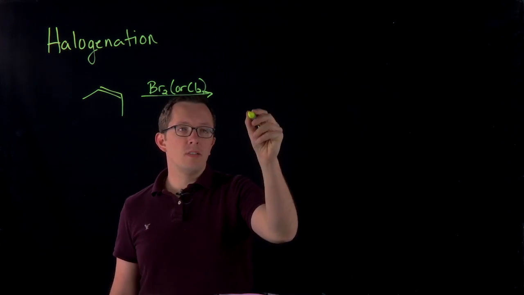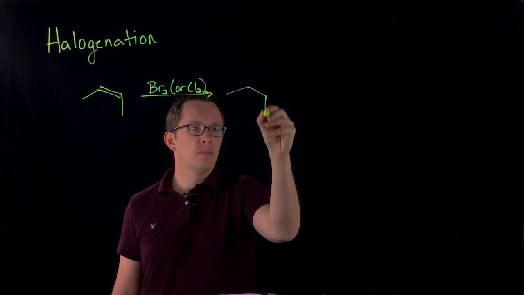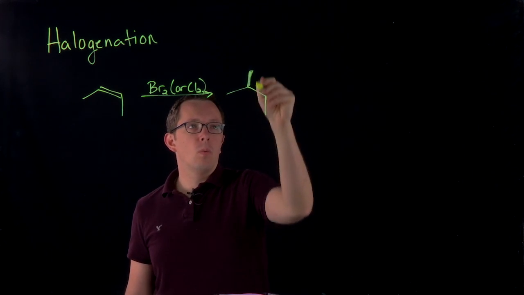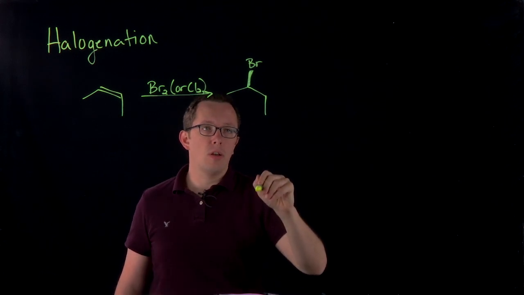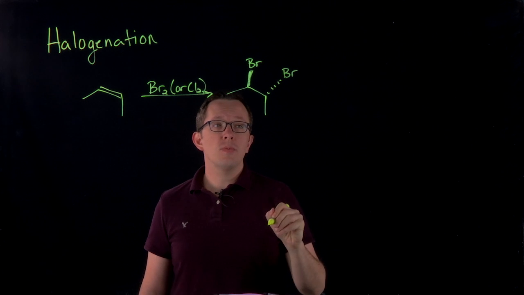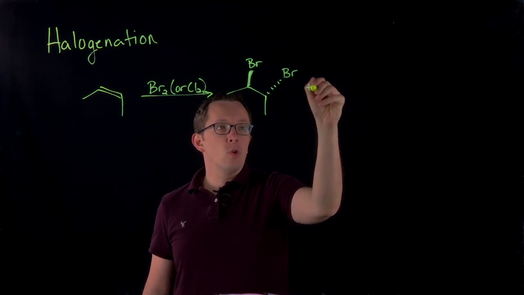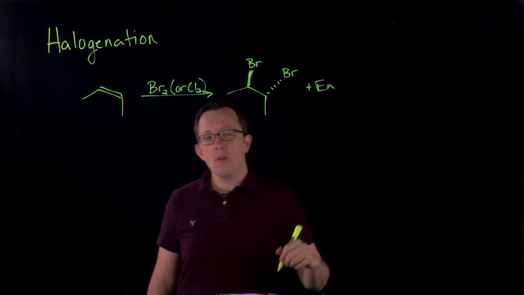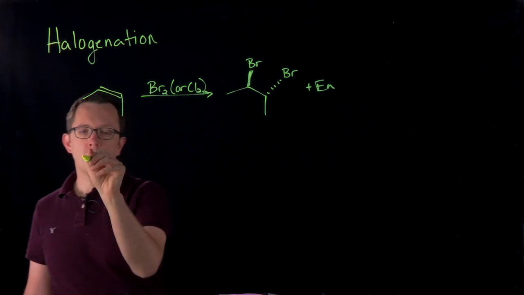Okay? And so the product of this reaction is we're going to get an addition of halogen to each of the carbons involved in the double bond. So we'll form one halogen on a wedged bond, the other one will be on the dashed bond, and we'll also form the enantiomer of this.